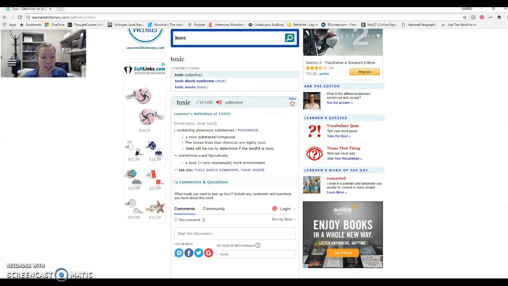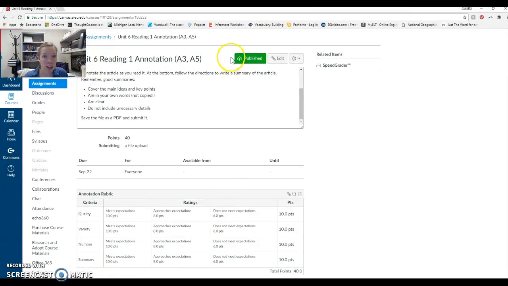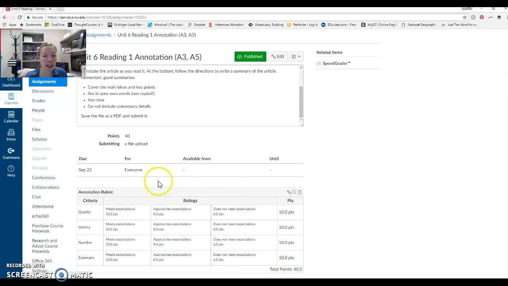And then go back to Canvas. All right, and there should be a blue button up here for you to submit it. Sound good? All right, don't forget that the rubric is down here about how I'm going to grade you, about the quality, the variety. Make sure you're doing different types of annotations. Make sure you're doing enough. Okay, and then your summary is worth 10 points.